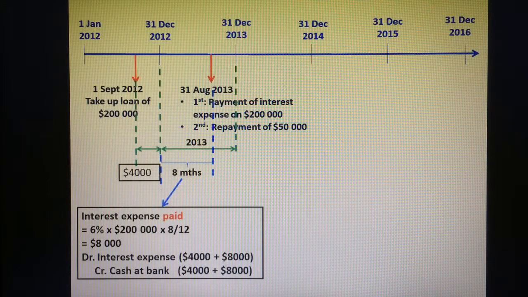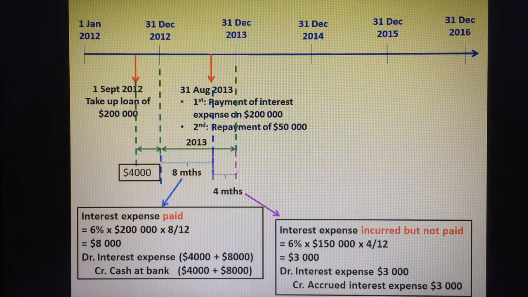Therefore, on 31st August 2013, the business will pay a total of $12,000 of interest expense on the loan of $200,000. Also, on 31st August 2013, after the loan repayment of $50,000, the business will need to pay interest on the remaining loan of $150,000 from 1st September 2013 to 31st December 2013. For this 4-month period, interest incurred but not paid is $3,000.